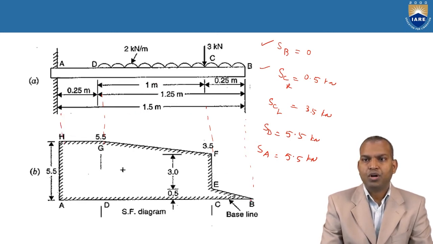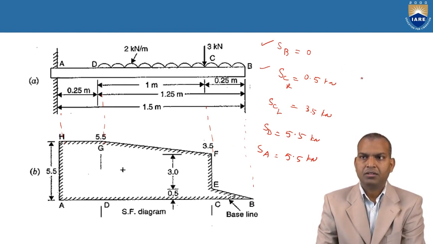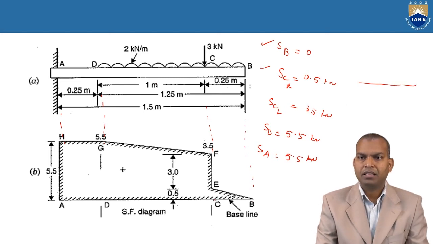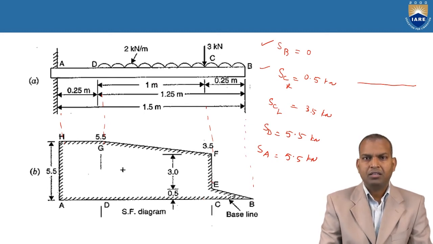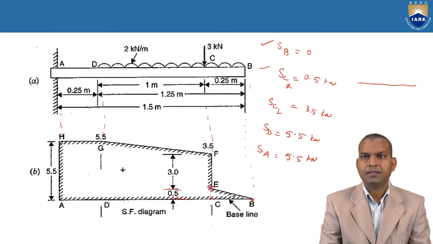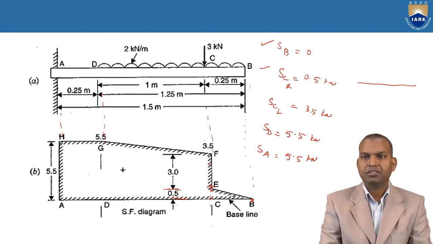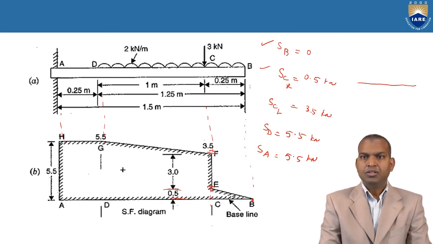Let us begin. At point B it is 0. First, always draw a baseline. This line is the baseline, and relative to this baseline we will draw. Shear force at point B is 0. Next, point C. At point C, on the right side, as I told you, it is 0.5. This distance is 0.5 kilonewtons. At point C, immediately it increases from 0.5 kilonewtons to 3.5. Yes, 3.5. Then next, the UDL is there.